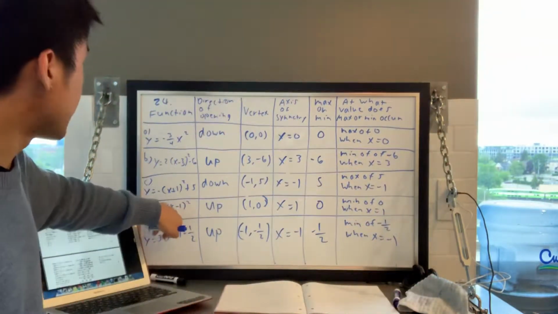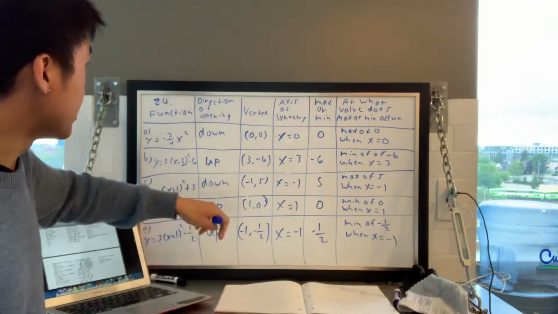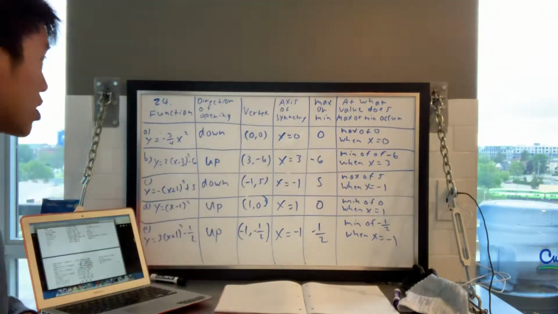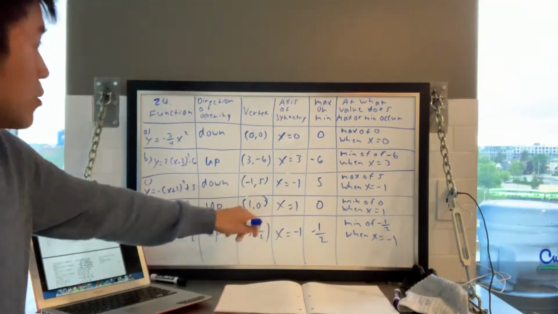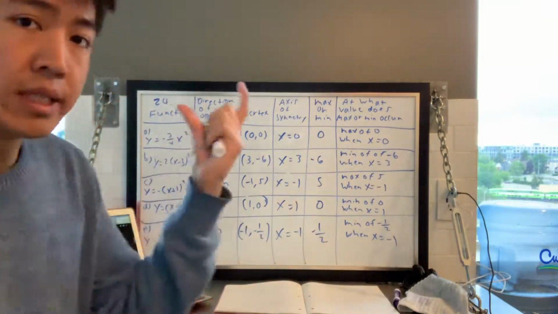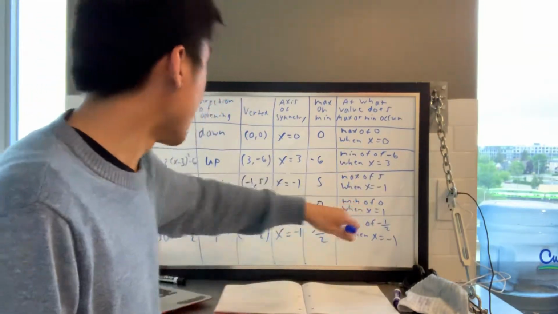Then y equals (x minus 1) squared. You have it opening up because you have a vertex of 1, 0. The axis of symmetry is x equals 1, and it has a minimum because it opens up. So you have a minimum of 0 when x equals 1.